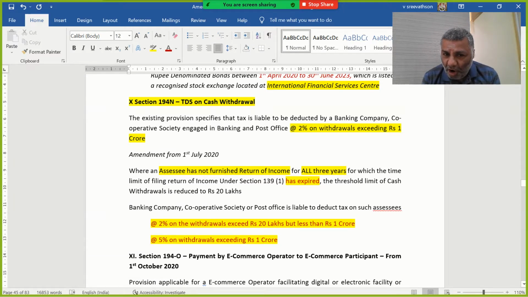If for all 3 preceding years a person has not filed the return, then 20 lakhs becomes his threshold limit, and the rate of deduction is 2% on the amount exceeding 20 lakhs up to 1 crore, and 5% on the amount exceeding 1 crore.